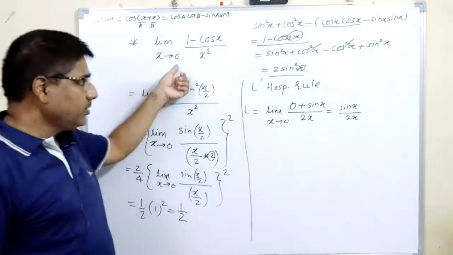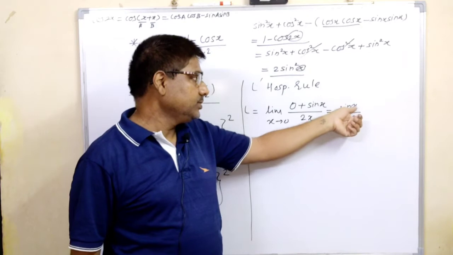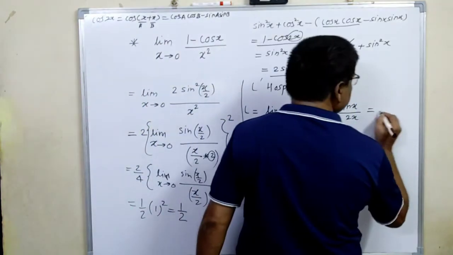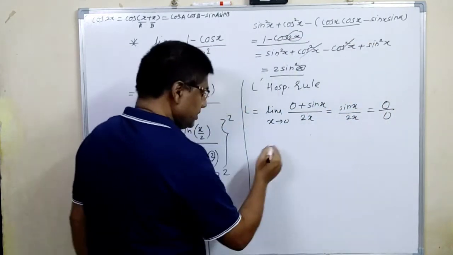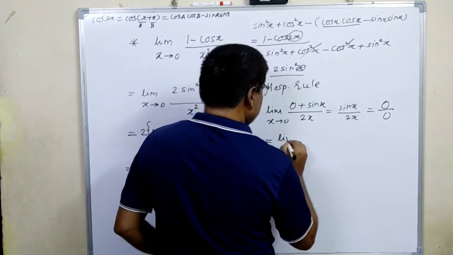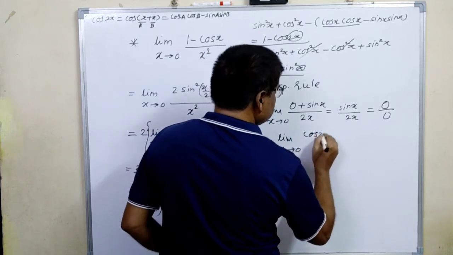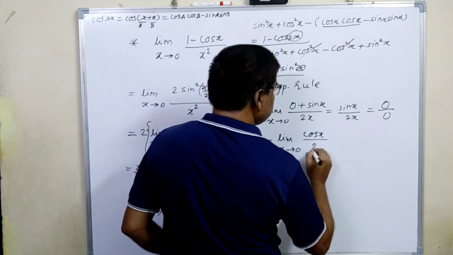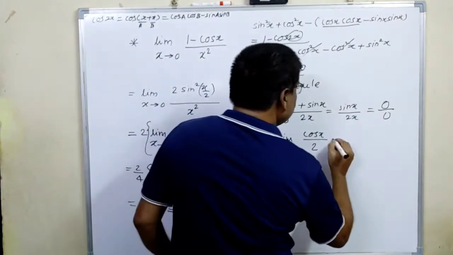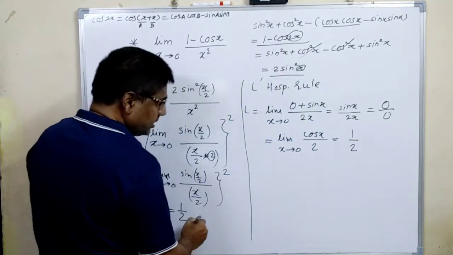Once again, if we put the value of x 0 in this expression, what we get? Sine 0 is 0, 2 into 0 is 0, again 0 by 0 indeterminate form. Once again differentiate this expression with respect to x. What we get? Limit x tends to 0, derivative of sin x is cos x upon derivative of 2x is 2. Now put the value of x here. Cos 0 is 1 divided by 2. This is the answer. We are getting same answer.